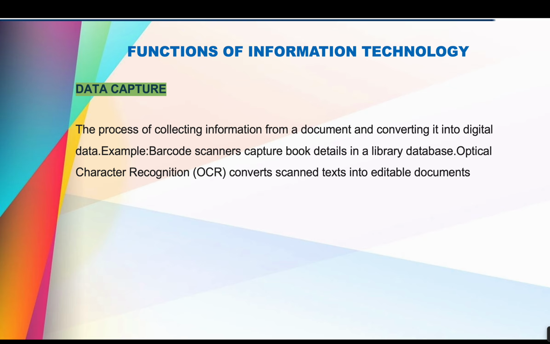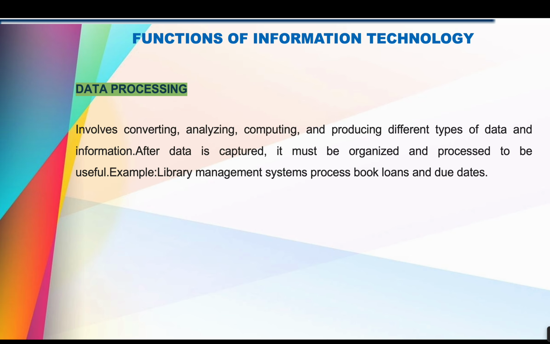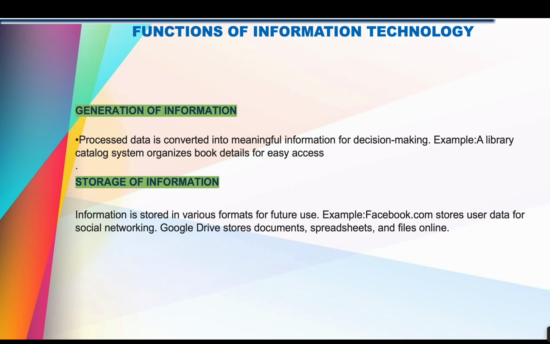Okay, functions of IT. Data capture, as we have discussed before, for example barcode scanners, cameras, and so on and so forth. For data processing, we have computing and producing different types of data and information. For the generation of information, data is processed and converted into meaningful information for decision making. For example, the library catalog system organizes books in detail for easy access.